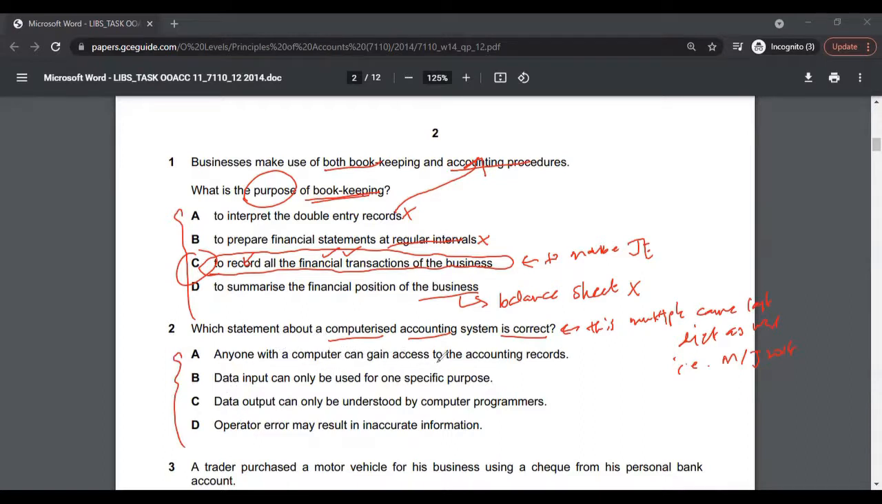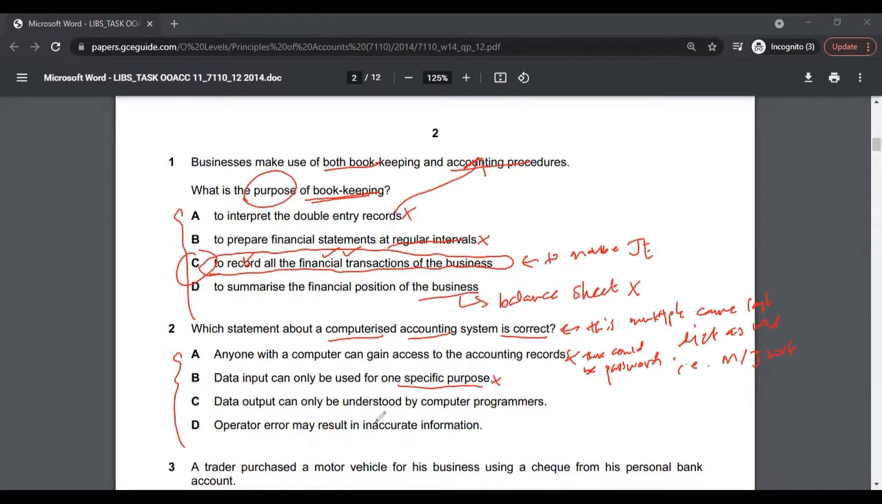Anyone with a computer can gain access to the accounting records. Not necessarily. There could be passwords. So files would most likely be password protected. Option B, data input can only be used for one specific purpose. Again, this is not really necessary. You can have data which can be used for multiple purposes. So for example, you have the journal entry, right? That journal entry is actually helping you to prepare the trial balance plus the income statement, sometimes the balance sheet and cash flow. So numbers are very interrelated in accounting.